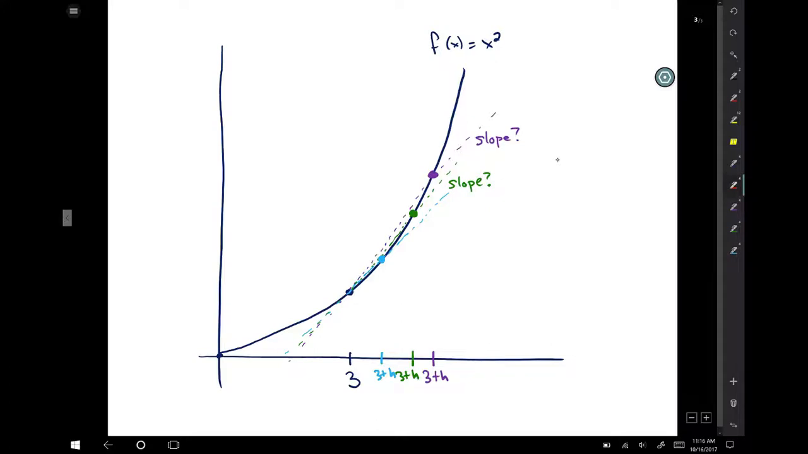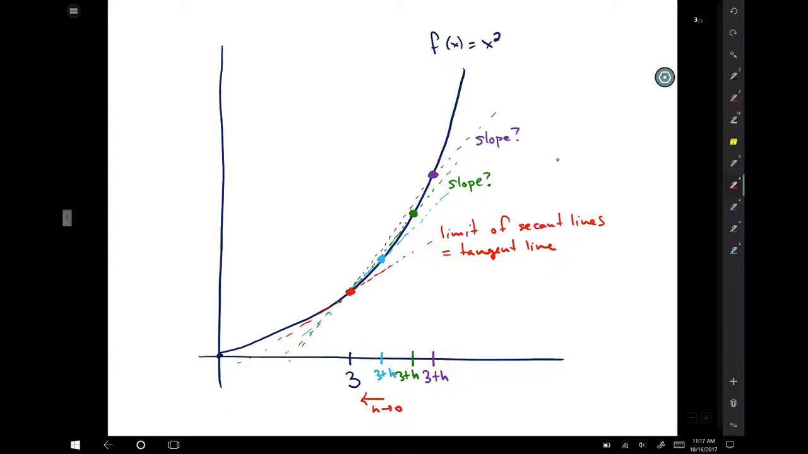And the idea is that as h goes to 0, we are just going to have this one point here, and we can look at what these secant lines get closer and closer to. So this is the limit of the secant lines, and that gives us the tangent line to the function f of x equals x squared at this point. And the value 6 that we found on the previous slide, this was f prime of 3, this is the slope of that tangent line.